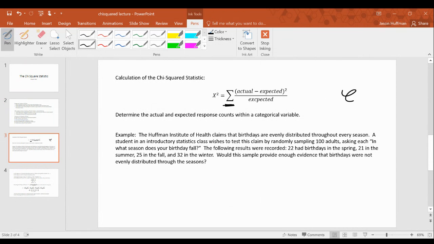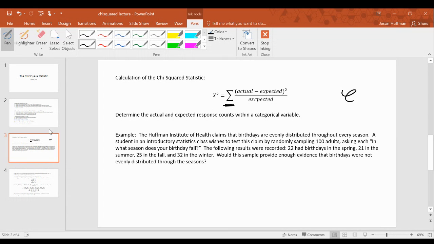All right, here's an example. The Huffman Institute of Health claims that birthdays are evenly distributed throughout every season. A student in an introductory statistics class wishes to test this claim by randomly sampling 100 adults, asking each, in what season does your birthday fall? The following results were recorded: 22 had birthdays in the spring, 21 in the summer, 25 in the fall, 32 in the winter. Would this sample provide enough evidence that birthdays were not evenly distributed? Remember, if we think birthdays are evenly distributed, we should have the same number of birthdays in each season.